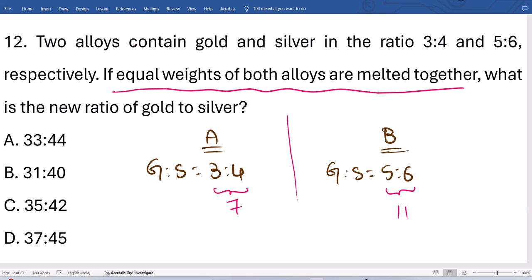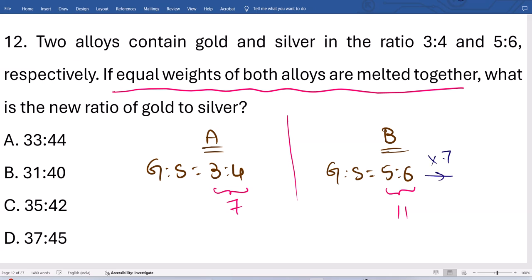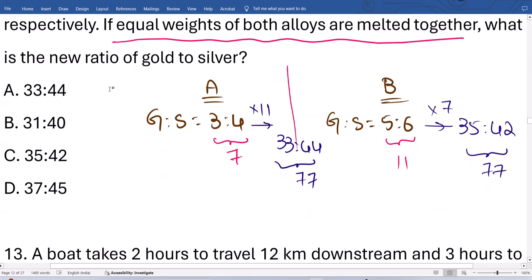Now what I can do? Multiply first one with 11, second one with 7. This I am multiplying with 7. Then what will happen? 35 and 42. Total 77. Multiply this with 11. 33, 44. Total 77. Now both strengths are same. Classroom A strength is 77. Classroom B strength is 77. Now, question finally, what is gold and silver in this combined class?